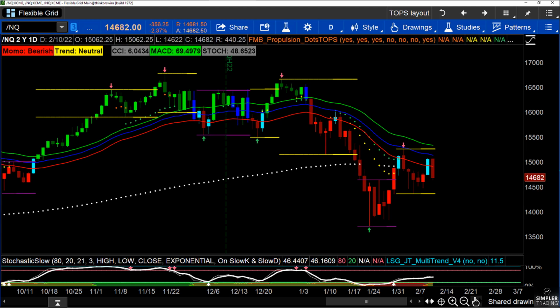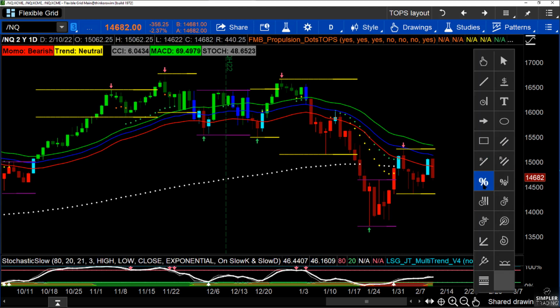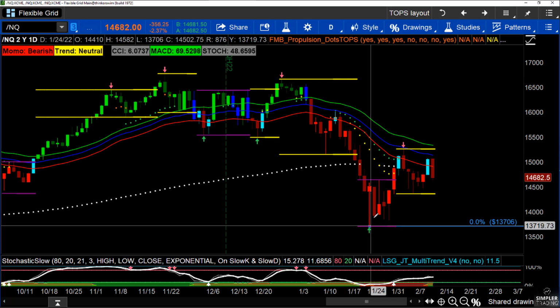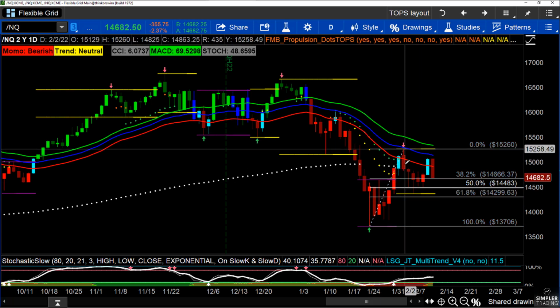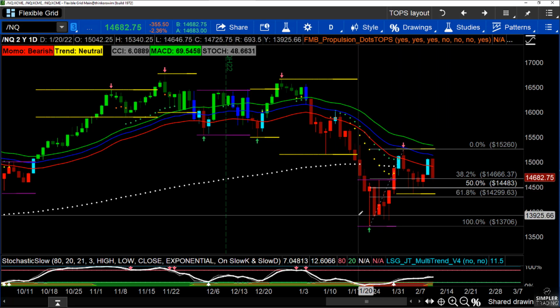And now that most of you have been following this trade we've been talking about, the next question that comes up is, what's my downside target? So let's keep an eye on 14,485. There's been support there in the past. It's the 50% retracement of the current high to low range.